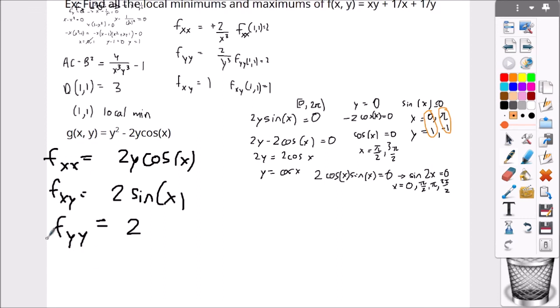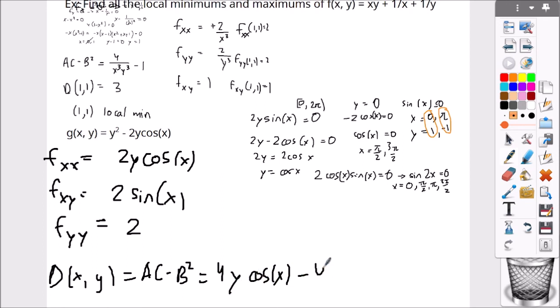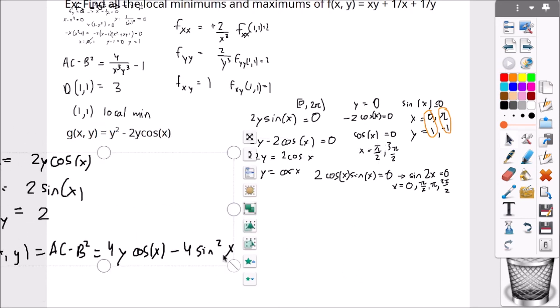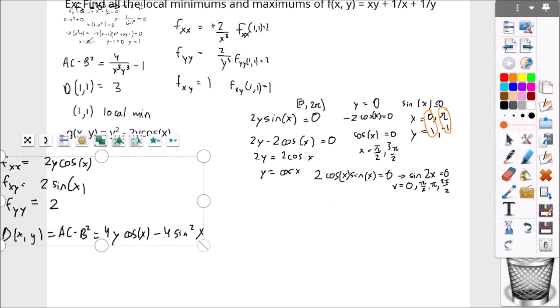So what does that mean? That means D of xy, or AC minus B squared, is equal to 4y cosine x minus 4 sine squared x. Now let's do each of our points and see the result. I don't know if you guys can actually see that. I hope you can. Okay, we can see that.